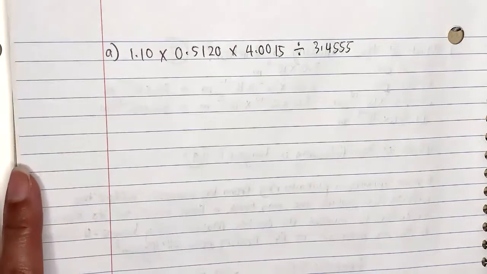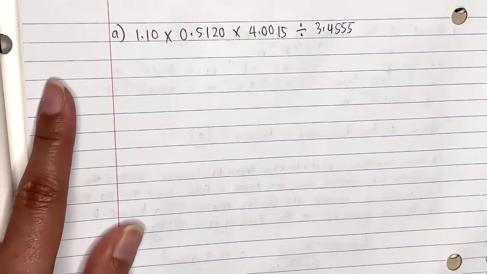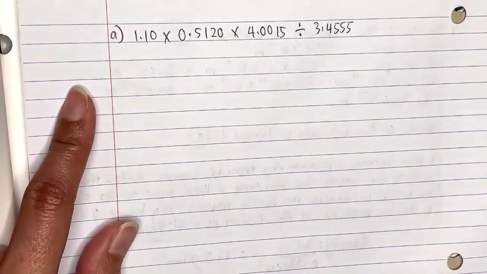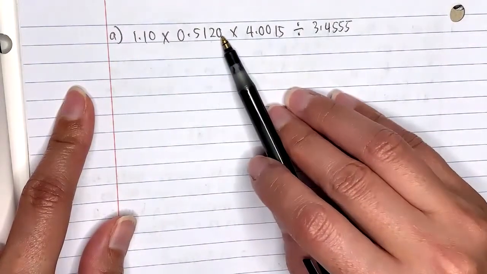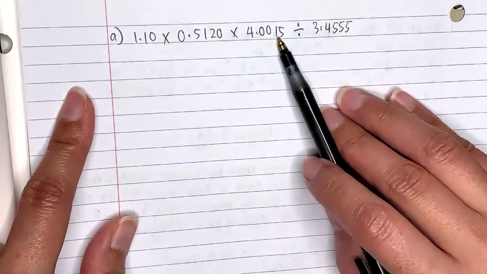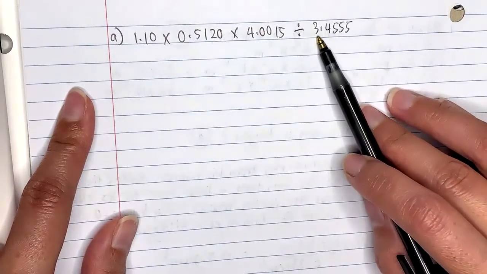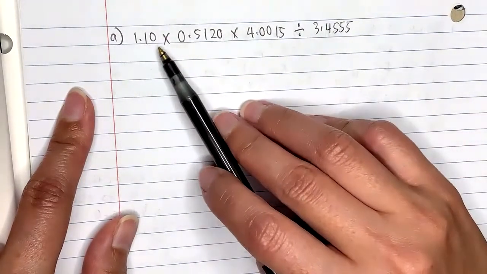Okay, so let's go ahead and work this one out. This is all multiply and divide, so we will keep our smallest number of sig figs. This one is 3, 4, 5, and 5 sig figs. So my answer should just be 3.